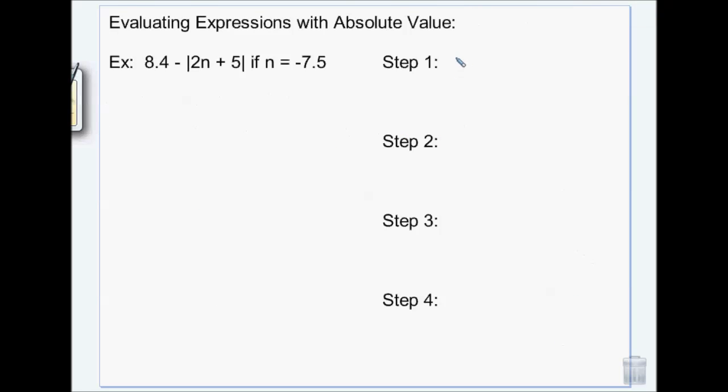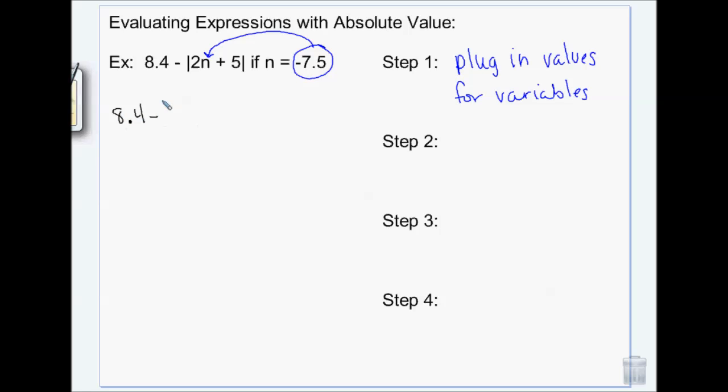Step 1 is you're going to plug in the given values for the variables. So we're going to take this negative 7.5 and we're going to put it right there where the n is. So I get 8.4 minus the absolute value of 2 times negative 7.5 plus 5.